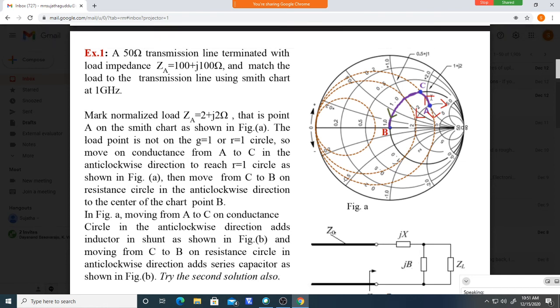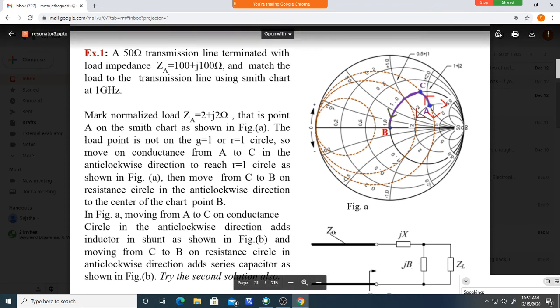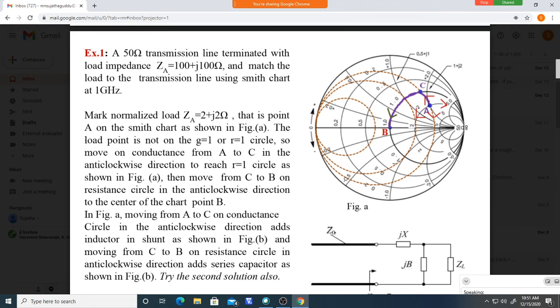But moving on the conductance circle, this one, either clockwise or anti-clockwise, I can reach the R is equal to 1 circle. But moving on this resistance circle passing through this point, I never reach the R is equal to 1 circle, or the G is equal to 1 circle, this circle also.